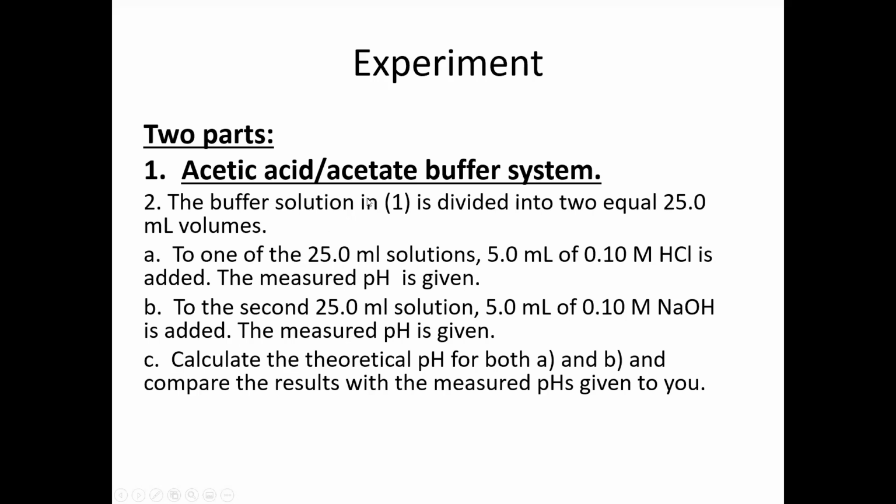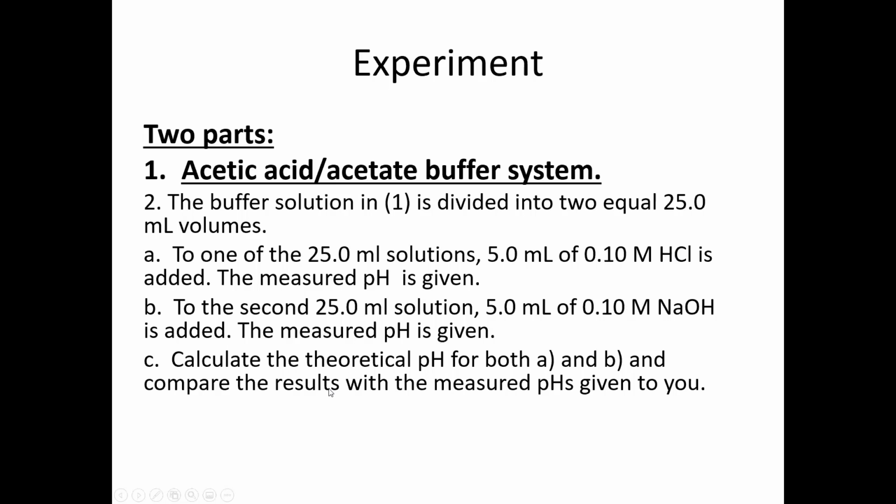Remember we use 20 plus 30, so that's 50 ml of the buffer solution. Now we separate that into two 25 ml volumes. To one of the 25 ml portions, we add 5 ml of 0.1 molar hydrochloric acid. And then we measure the pH. That value will be given in the template. To the other half of the solution, we'll add the same amount and same concentration of sodium hydroxide. One is a strong acid, and one is a strong base. Then we'll measure the pH.